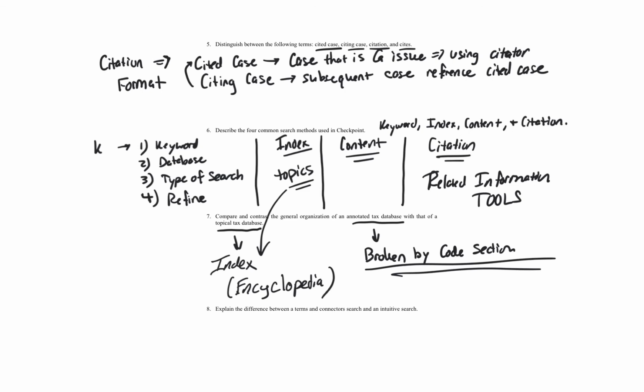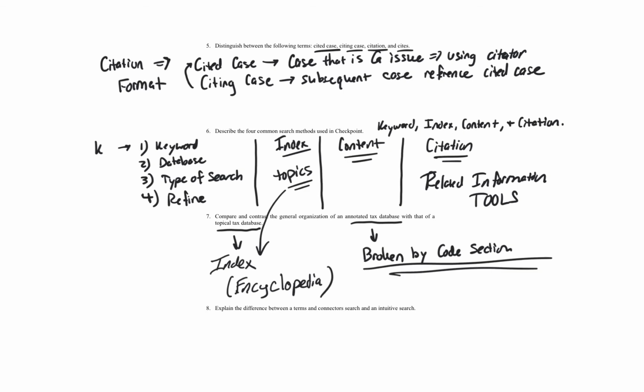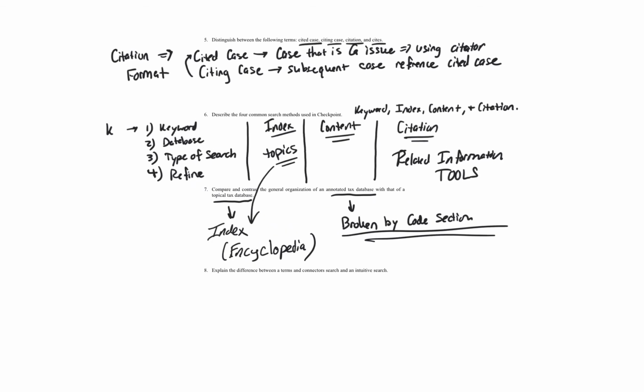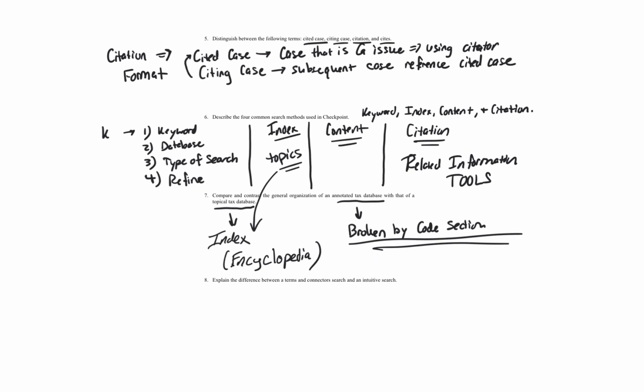So the encyclopedia approach, you basically have the same thing. You go through alphabetically. You've got these different topics grouped in there, and it ends up being a good approach, especially if you're new to an area of tax law. Okay, question 8. Last question. Woo, almost done. Explain the difference between a terms and connector search and an intuitive search.